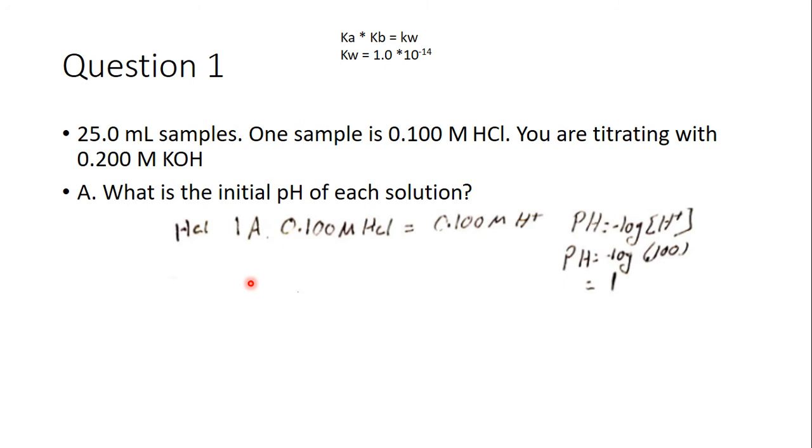So first, strong acid. I have a 25 ml sample of 0.1 molar HCl. What is the initial pH? Well, the definition of a strong acid is that it breaks down 100%. So if I have 0.100 molar HCl, that's 0.100 molar H+. pH is minus log H+. So pH is minus log 0.1, so my pH is 1.